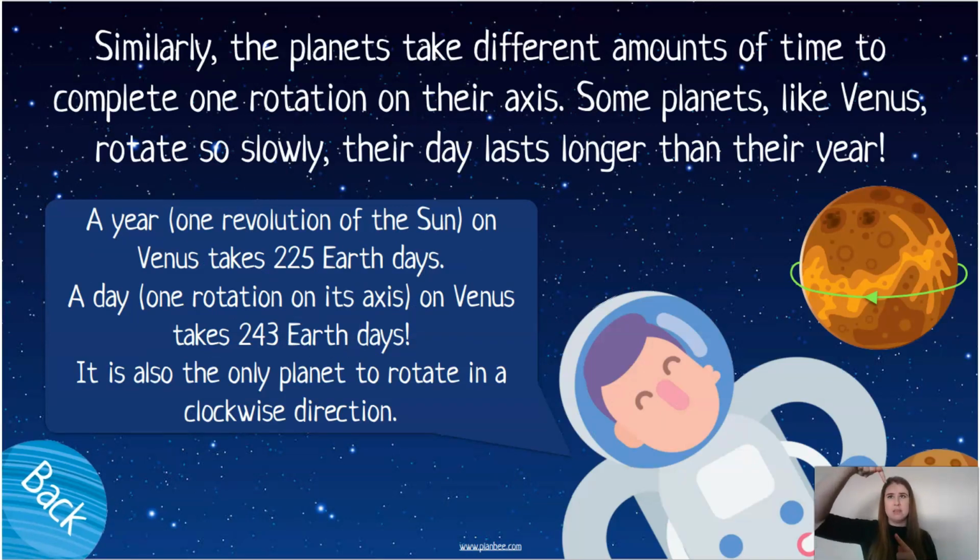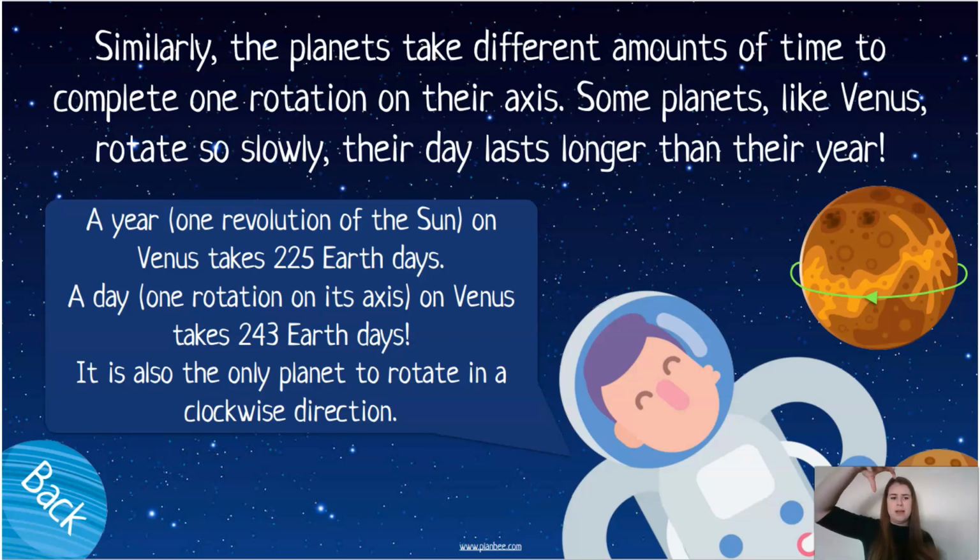Remember, we had that axis, almost like that 14, 15 degree angle. Now, some planets like Venus actually rotate very slowly, okay? So their day actually lasts longer than their year does. So 1 year, that turn that goes all the way around the sun on Venus, takes 225 Earth days. 1 day on its axis on Venus takes 243 Earth days.